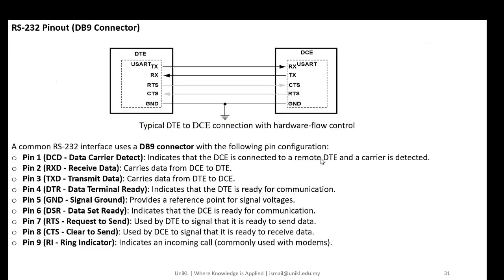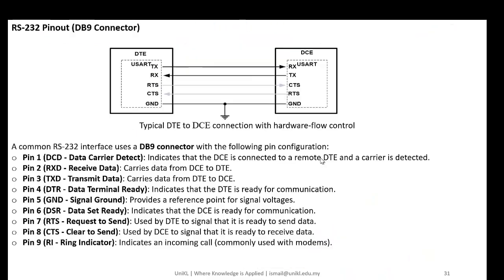The other one we have is the pinout for the DB9 connector of the DTE and DCE connections. Here I just show the hardware flow control connections for DTE to DCE. RTS goes to CTS, CTS to RTS, ground to ground, common ground, and TX goes to RX of each. We can consider other standards such as RS485, and in automotive we have CAN, controller area network.